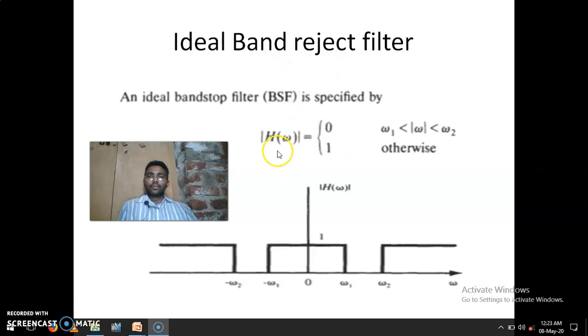For a band reject filter, the filter will have a gain of 1 for the frequencies which are not in the band of omega 1 to omega 2, and for the frequencies in between omega 1 and omega 2, the gain will be 0. In all these cases, I have only been talking about the magnitude response of the filter, and I'm assuming that the phase response of these filters is linear, because if I take a linear phase filter, then we'll always assume that the transmission is distortionless. We have seen that earlier.